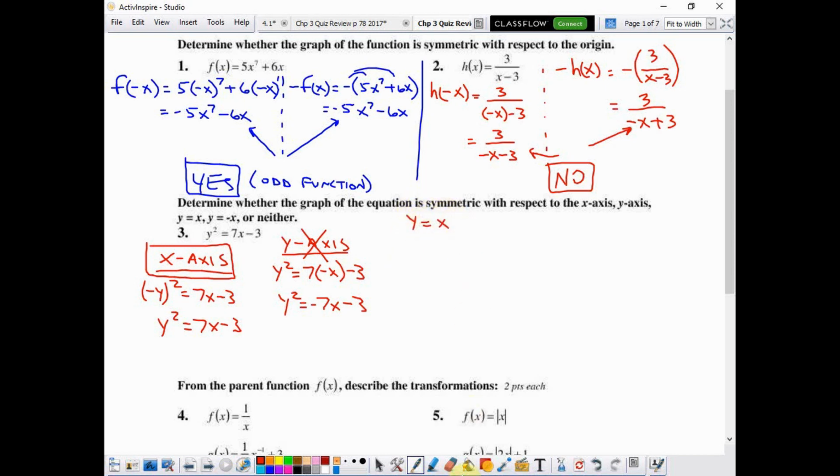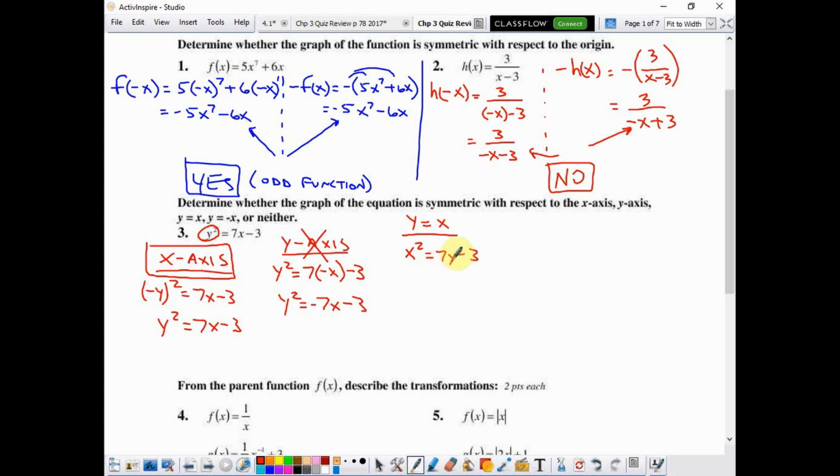For y equals x, if there's symmetry there, then for every point x, y, the point y, x will also exist on the graph. So that means we can exchange our x's for y's and our y's for x's. So we start with x squared equals 7y minus 3. And if that symmetry is there, then I will be able to algebraically make both sides match the original. So I'm going to make the left side match the original. I'm going to turn the left side into y squared. And when I do that, I'll check and see what the right side looks like.